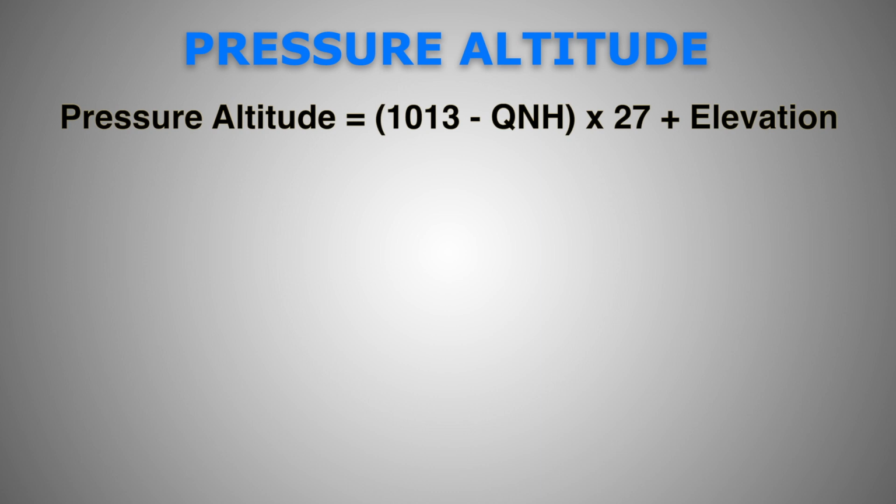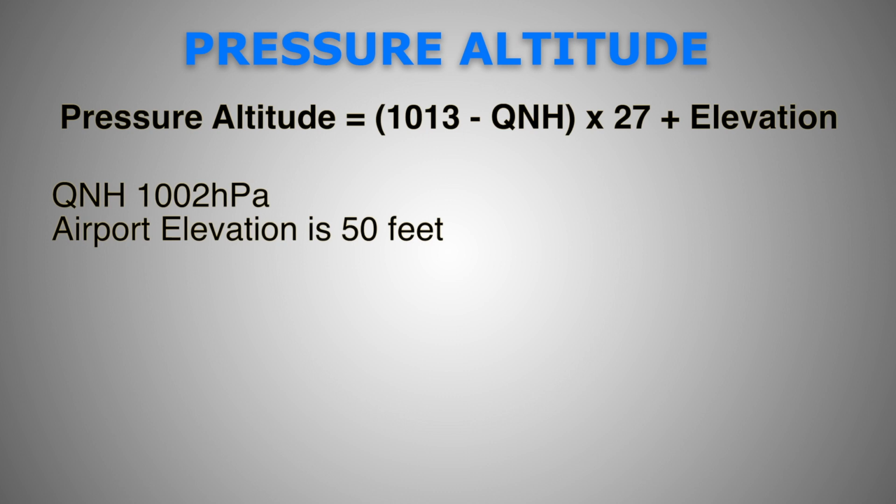Let's do an example together. Say we have a QNH at a certain airport of 1002 hectopascals, and the airport elevation is 50 feet. What is the pressure altitude? Let's substitute in the formula. 1013 is constant. Why 1013? Because it's the standard QNH from which the altimeter reads the pressure altitude. So 1013 minus 1002, which is the QNH. The difference, we multiply by 27 and then we add the airport elevation of 50 feet. We get 11 times 27 plus 50, and we get a pressure altitude of 297 feet.